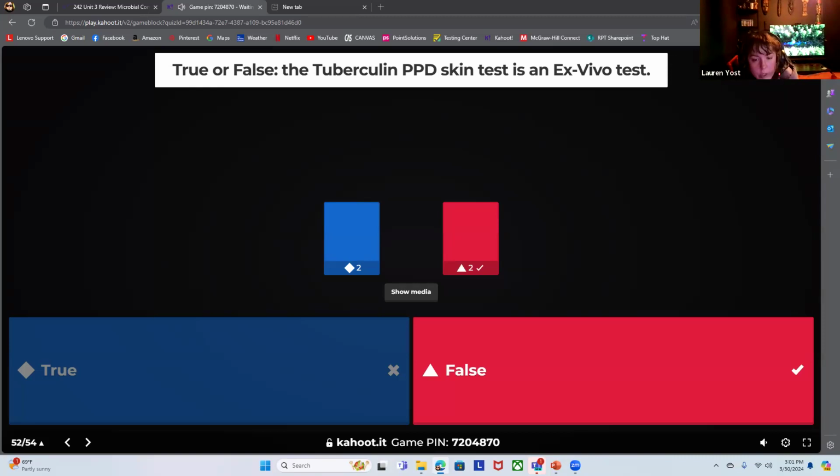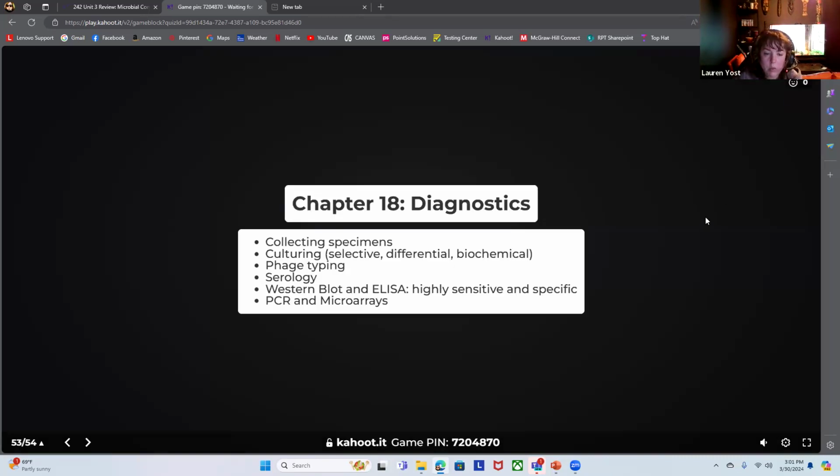All right, so this one is false. The tuberculin PPD skin test is in vivo. I know it's a little bit of a trick there, but in vivo, it's in the body. Ex vivo would be outside of the body. It'd be like taking someone's liver out and doing work on it and then putting it back in your body would be ex vivo. Okay, that's all the questions I have for chapter 18.